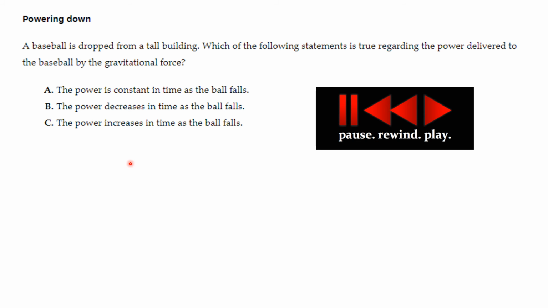Let's look at another problem, and this is powering down because we're almost finished with this chapter, but we end up powering down with a concept question. A baseball is dropped from a tall building. Which of the following statements is true, regardless of the power delivered to the baseball by the gravitational force?